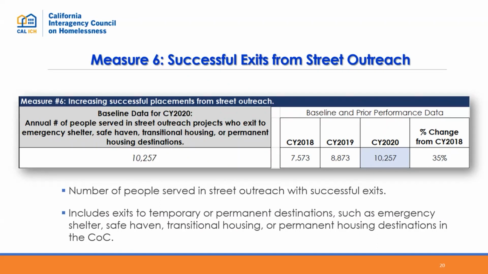As with Measure 3, and unlike the HUD SPM, Measure 6 counts people who exited during the year, but then later returned to the system and were actively enrolled in a homelessness system project on the last day of the year. The destinations considered to be successful for street outreach exit mirror successful destinations in the HUD SPM for successful exits from street outreach.